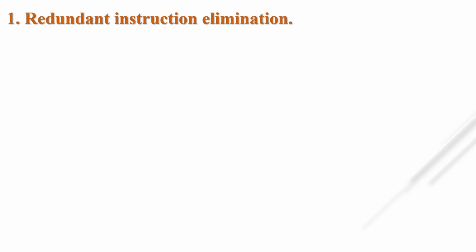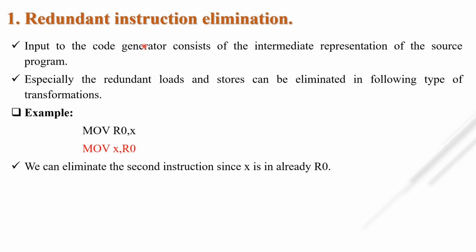So the first characteristic or type of Peephole optimization is redundant instruction elimination. So input to the code generator consists of intermediate representation of the source program. So the redundant loads and stores can be eliminated in the following type of transformation. For example, if we move x in R0, then we move R0 into x. So we can eliminate the second instruction since x is already in R0 here. So we can eliminate this one, second statement. So this is redundant.